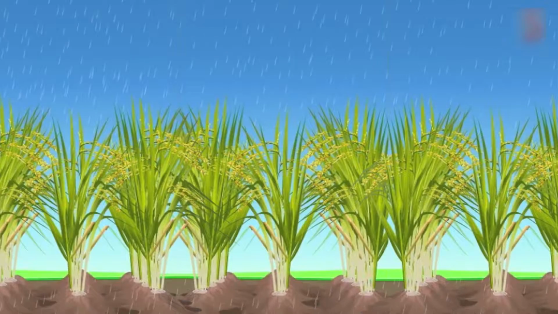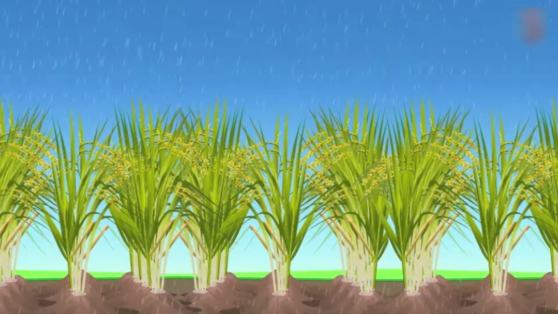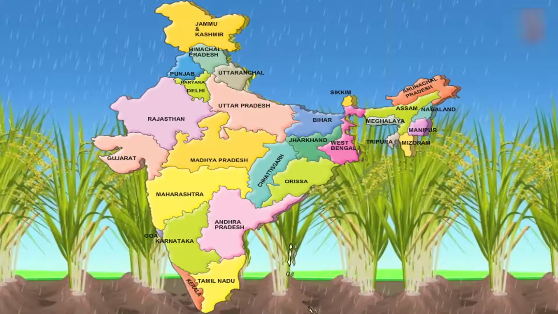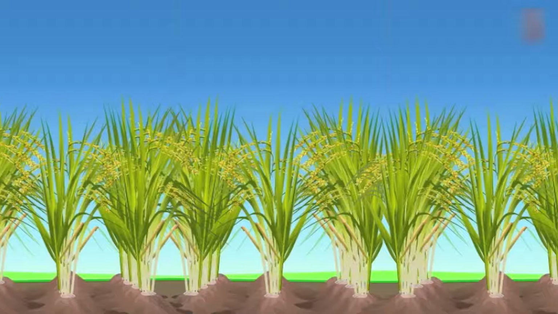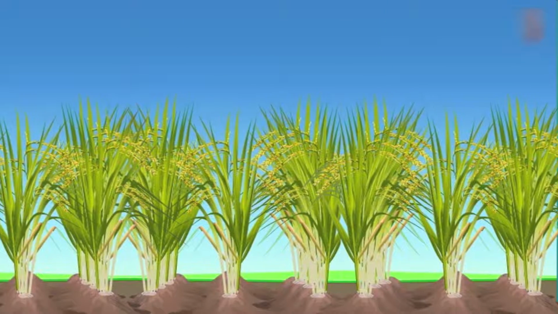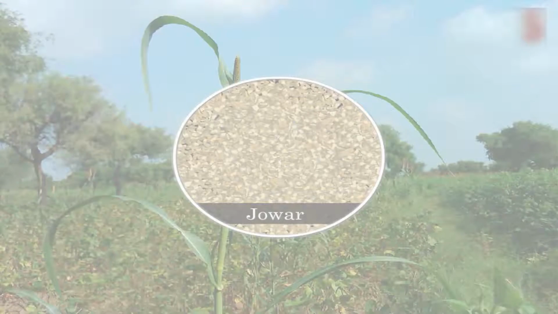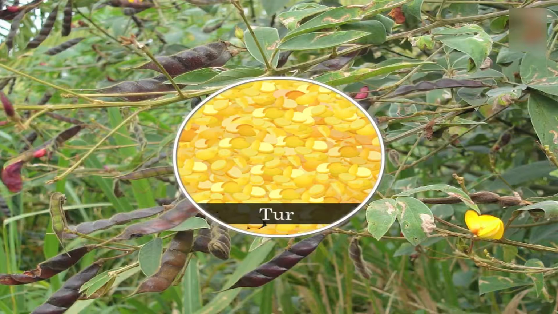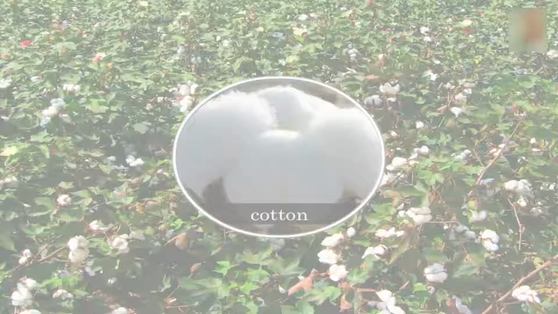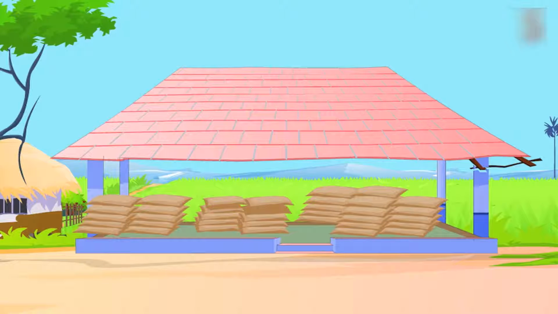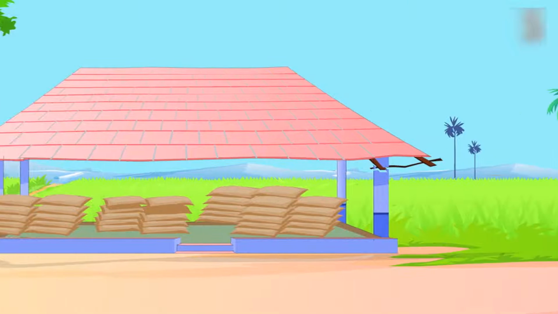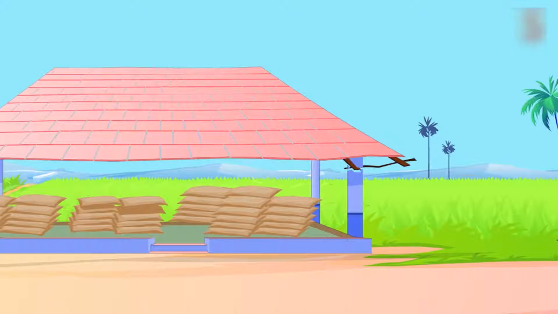Kharif crops are grown with the onset of monsoon in different parts of the country and are harvested in September to October. Important crops grown during this season are paddy, maize, jawar, bajra, tur or arhar, moong, urad, cotton, jute, groundnut and soya bean. We always keep some of our produce for our families and sell the rest in the market.